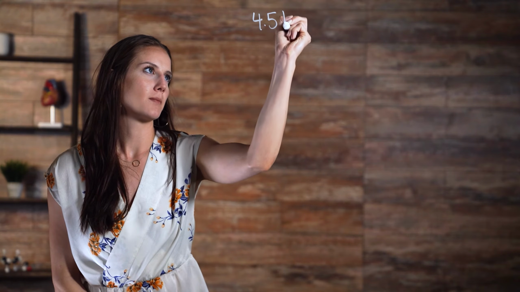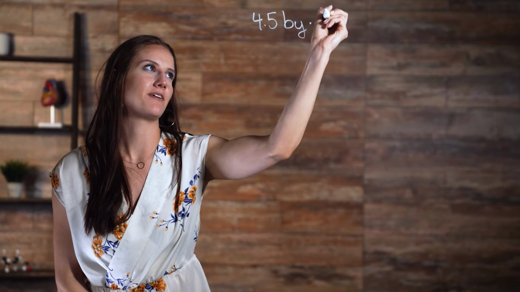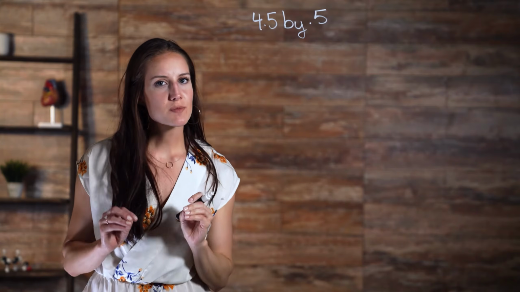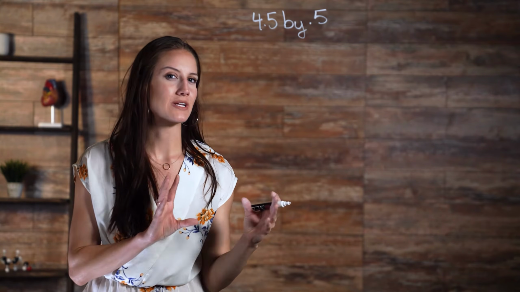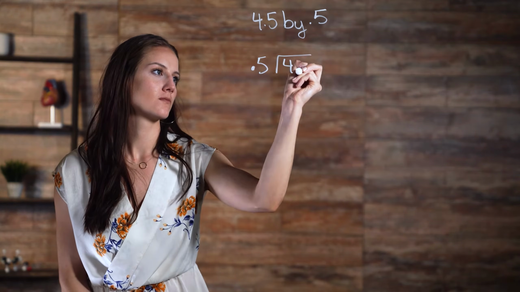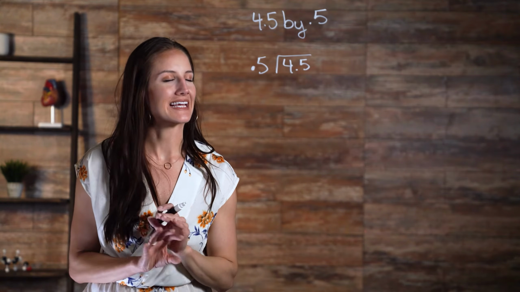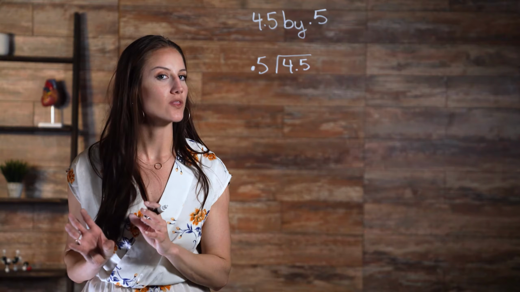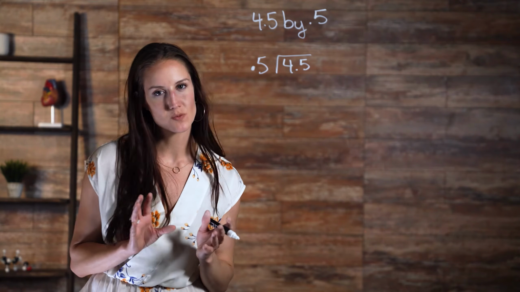Let's start with a basic example. Say you wanted to divide 4.5 by 0.5. Your first step would be to write out the problem as you would any other long division problem. It should look like this. When solving this problem, it would be significantly easier to work with whole numbers instead of numbers with decimals.